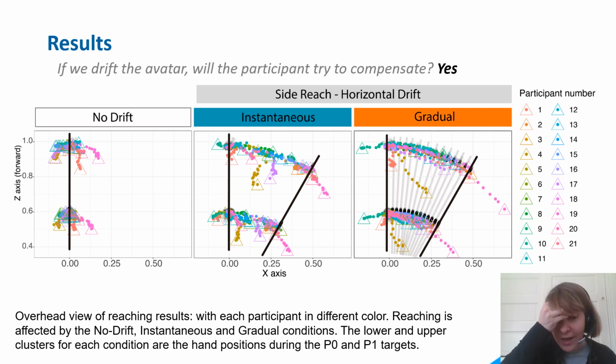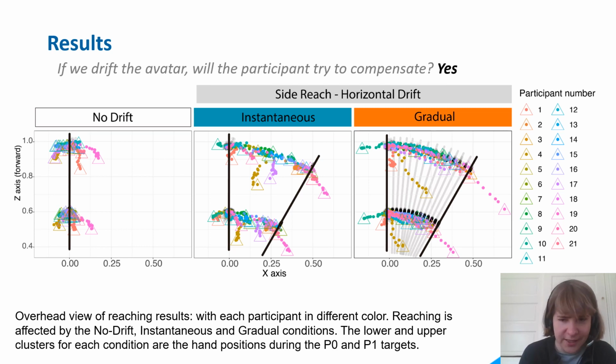So here we have an overhead view of the reaching results. Each participant is in a different color. And here we can see clusters for each of the conditions and the hand positions P0 and P1. So what we see is when there is no drift, P0 and P1 stay more or less in these two spaces. When there is an instantaneous drift, yeah, people drift also. And when the drift is gradual, they keep drifting gradually.